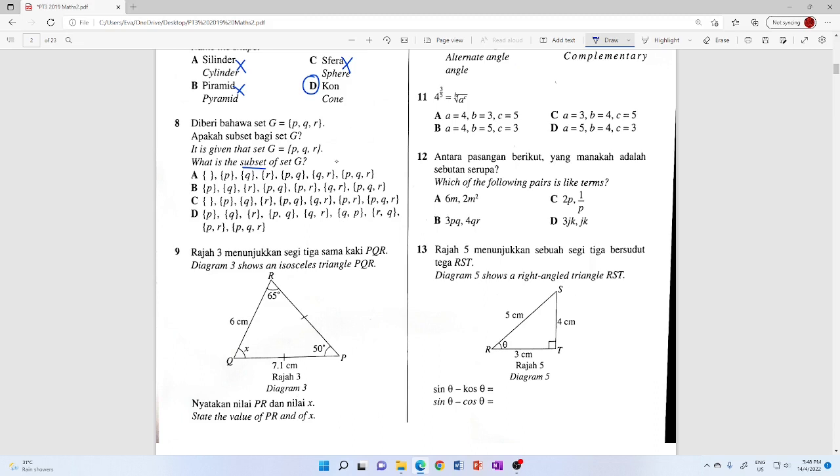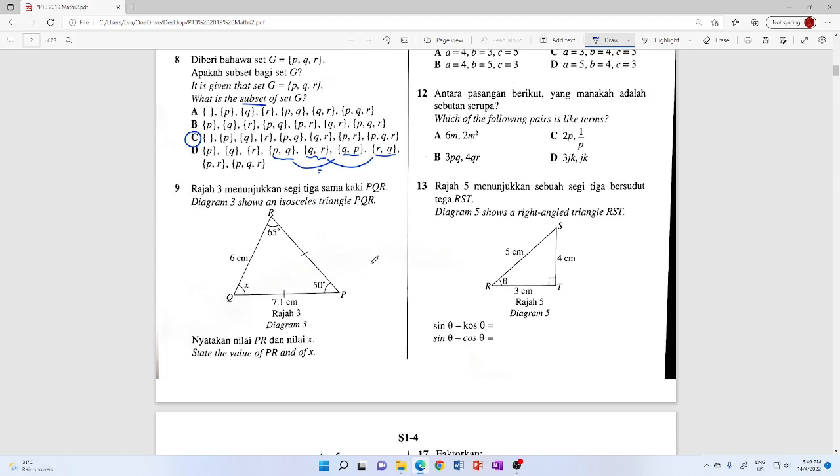Now we look at D. D does not have empty set, but it has more elements than C. So we look at this. Yes, PQ. This is QP. So this actually is the same combination. We do not need to repeat. So just write one of it. And notice this QR and RQ. This is also the same combination. So we do not need to write both. So the answer is C.